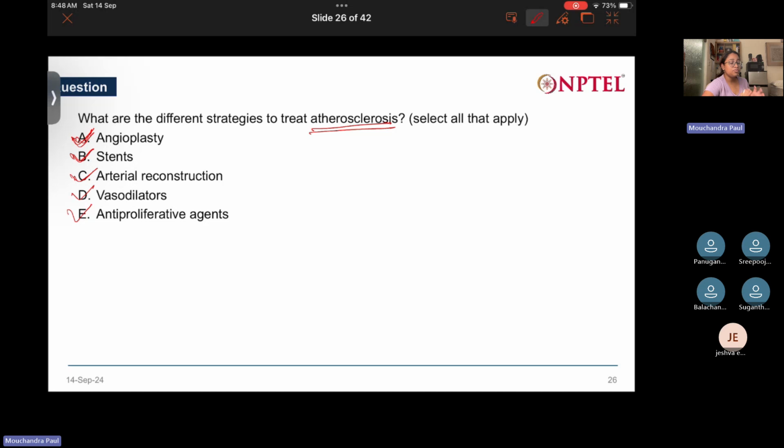So in order to prevent further proliferation, as the cells will do their function, they will proliferate, right? So in order to prevent that, they use anti-proliferative agents, to prevent further buildup of the plaque, basically. So all of these options are correct here, and these are some of the strategies that are currently being used to treat atherosclerosis.